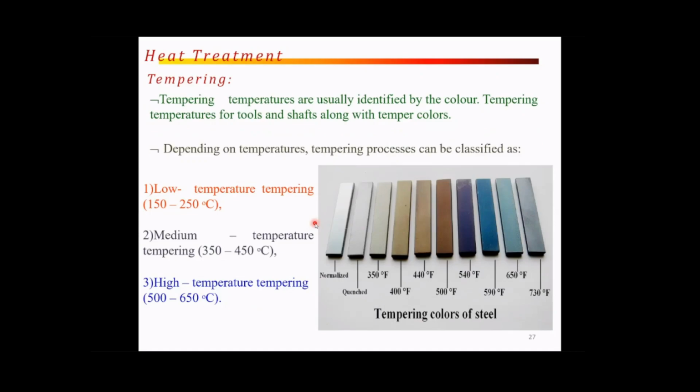The tempering temperatures are usually identified by color. Depending on temperature, the tempering process can be classified as low temperature tempering, that is 150 to 250 degrees Celsius, medium temperature tempering, that is 350 to 450 degrees Celsius, and high temperature tempering, which is 500 to 650 degrees Celsius.